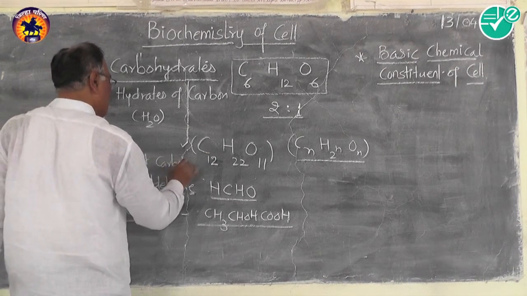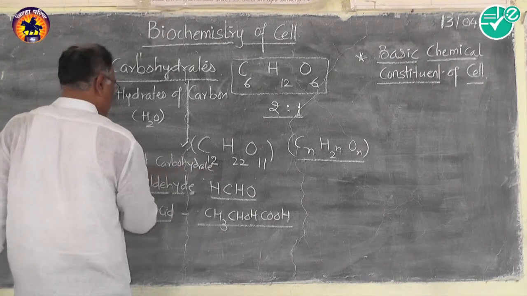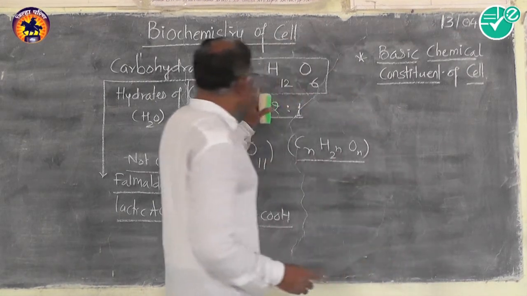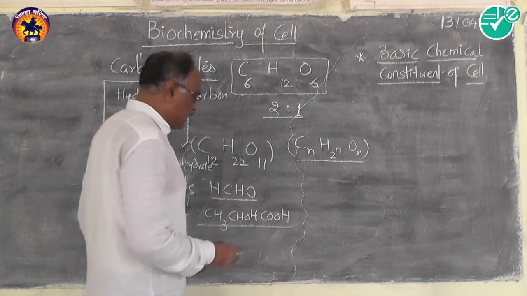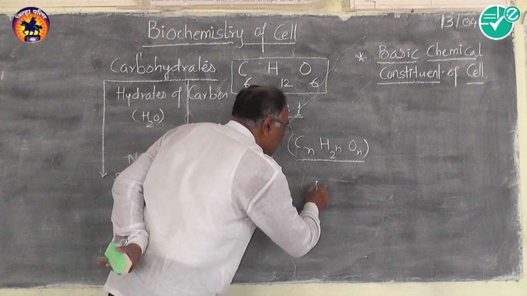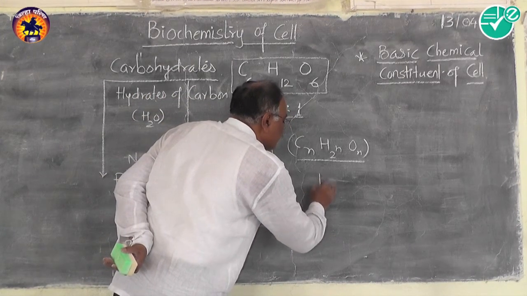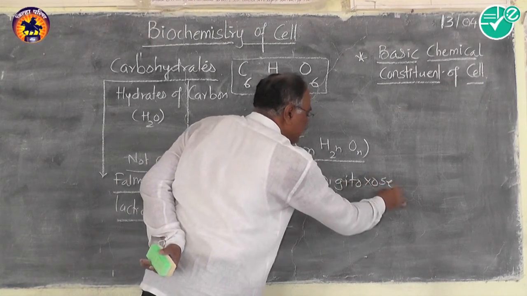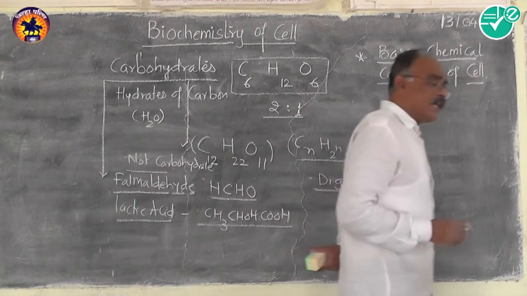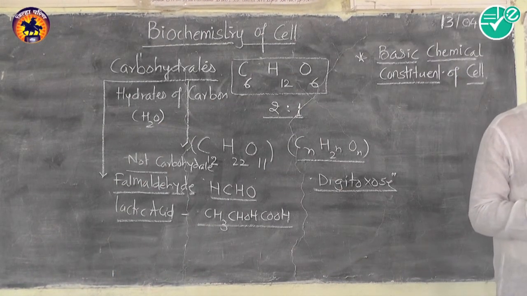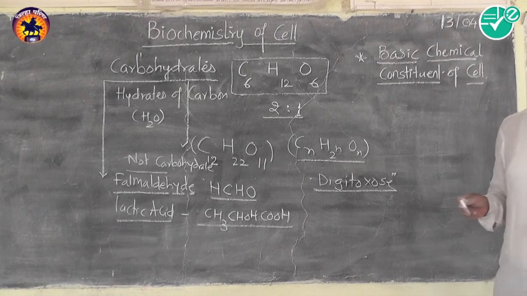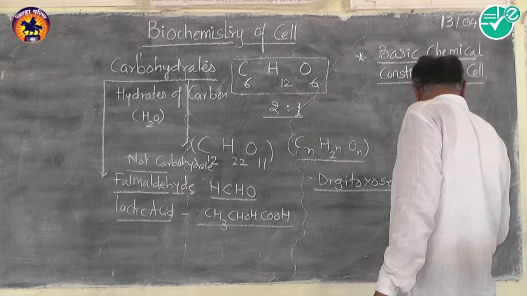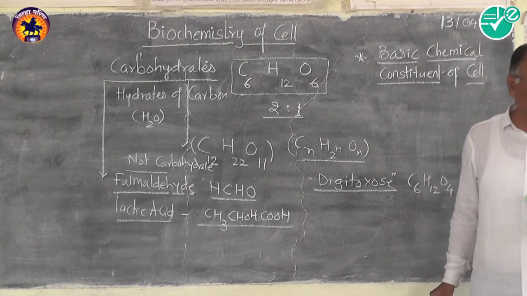They are present inside the cell. But others don't satisfy this empirical formula, yet they are carbohydrates. Digitoxose is a carbohydrate molecule. Its formula, I will note here, is C6H12O4. And one more is rhamnose.